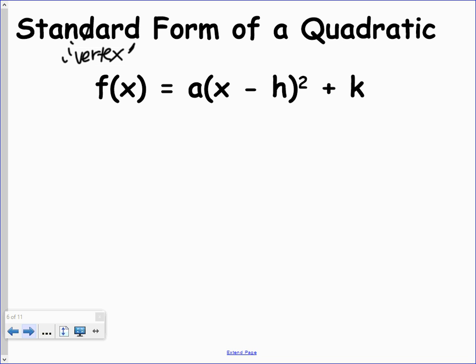Why the book changes it, I don't know. I actually prefer that it be called vertex form because what's staring at you in the face in that equation? The vertex. What is the vertex? HK. I always remind students, H is the opposite of what it looks like in the equation. So if it looks like a positive, it's really a negative. And vice versa. So HK is the vertex. That gives us left, right, up, down movements. A does what?